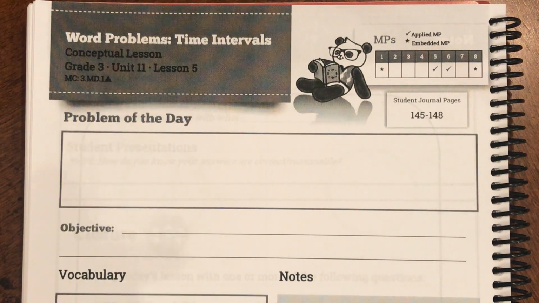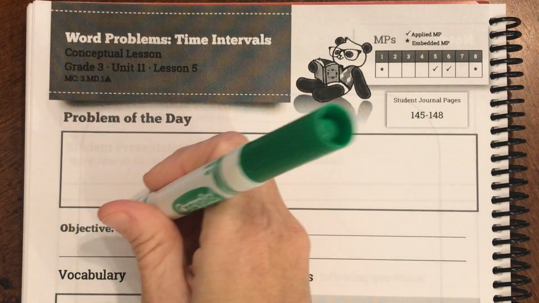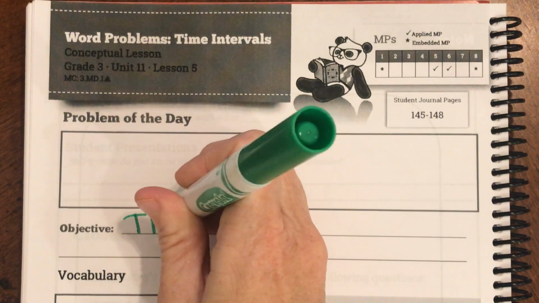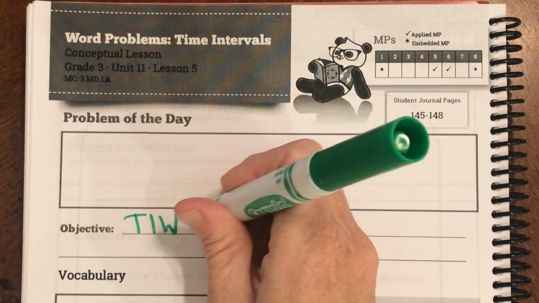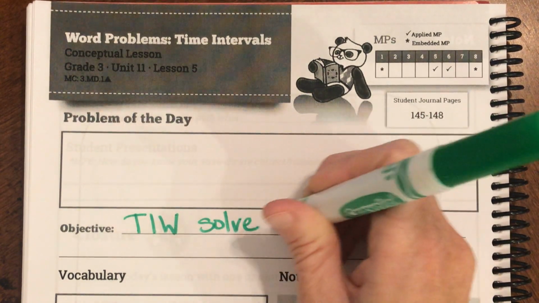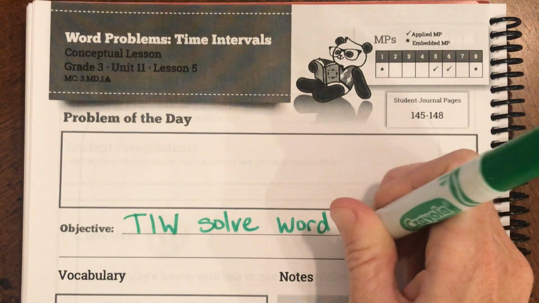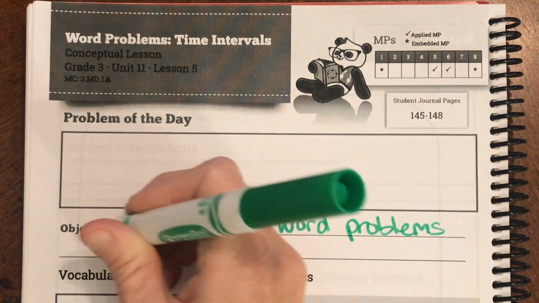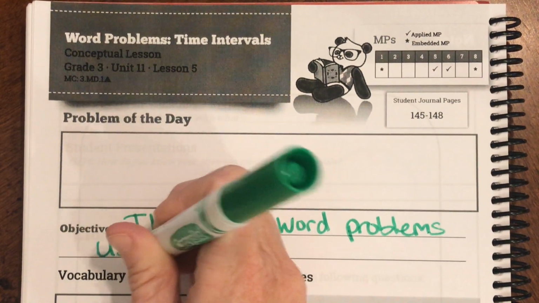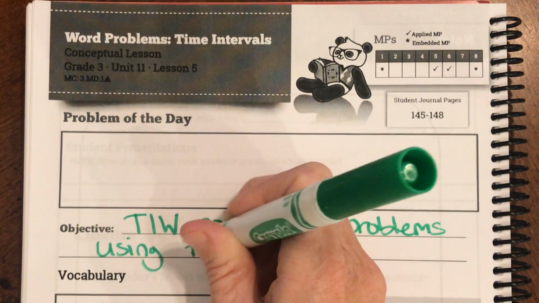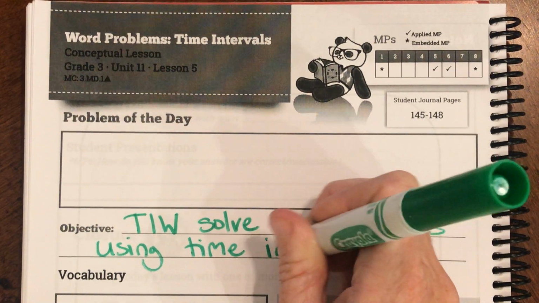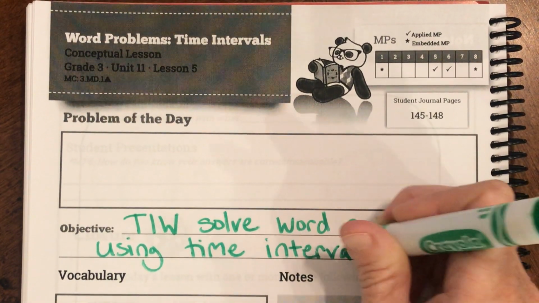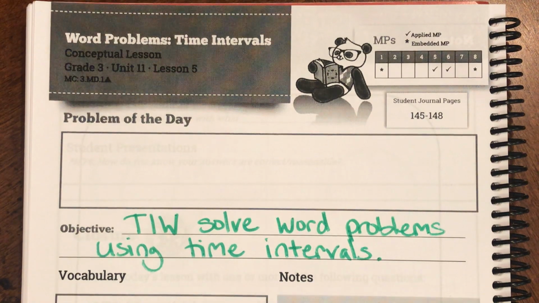Okay, our goal today, or our objective today, is: today I will solve word problems using time intervals. Period. Okay, so we've been doing time intervals for 2 days now.